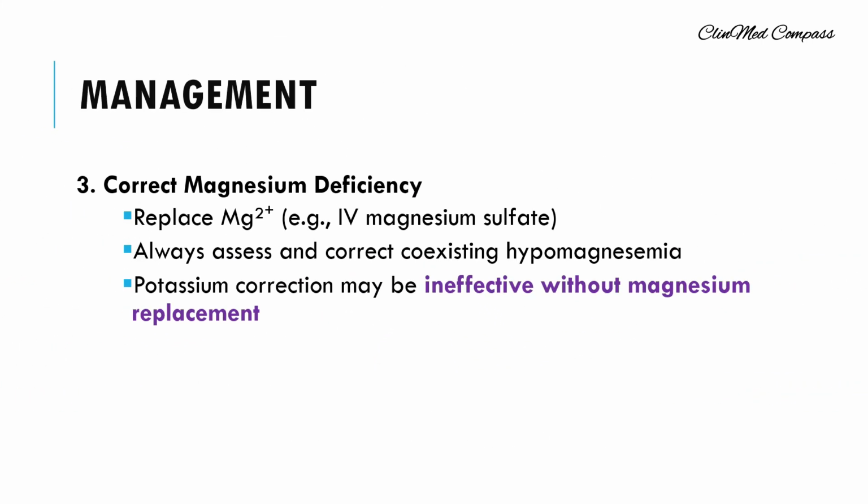Next principle is to correct magnesium deficiency. Always assess and correct coexisting hypomagnesemia. Potassium correction may be ineffective without magnesium replacement. To replace magnesium, magnesium sulfate is given intravenously.